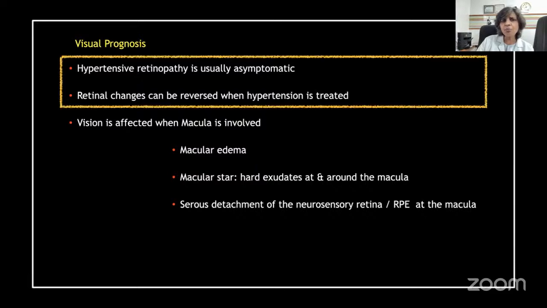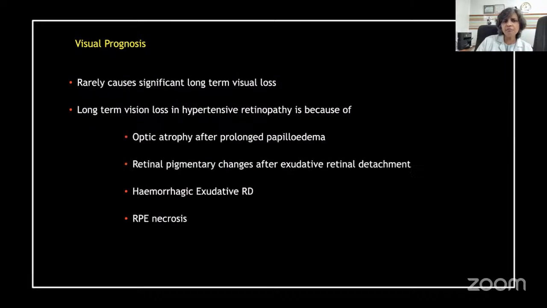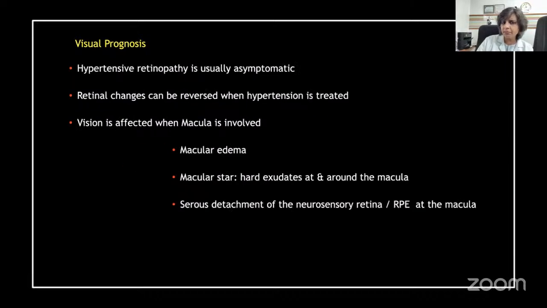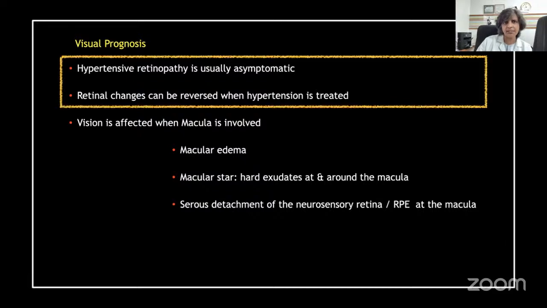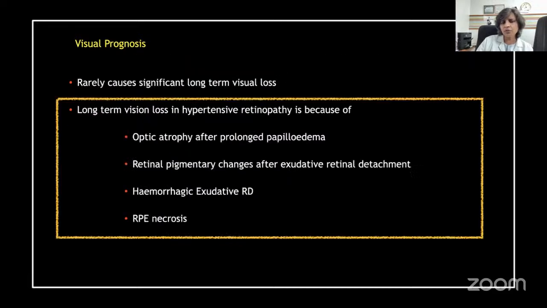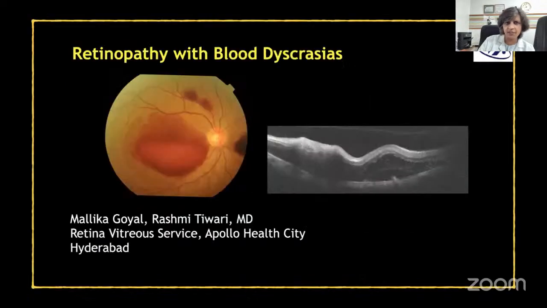Now, hypertensive retinopathy in itself is usually asymptomatic, and all changes can be reversed when hypertension is treated. Vision is affected only when the macula is involved by edema, hard exudates, or serous detachment. It rarely causes long-term vision loss except when there is optic atrophy from prolonged disc edema or hemorrhagic exudative retinal detachment, extensive RPE necrosis, and retinal pigmentary changes after exudative retinal detachment. So this was hypertensive retinopathy.